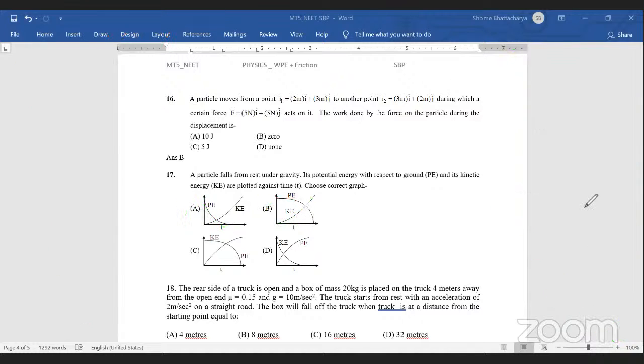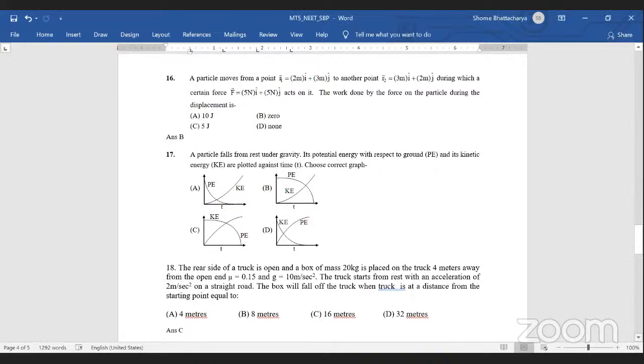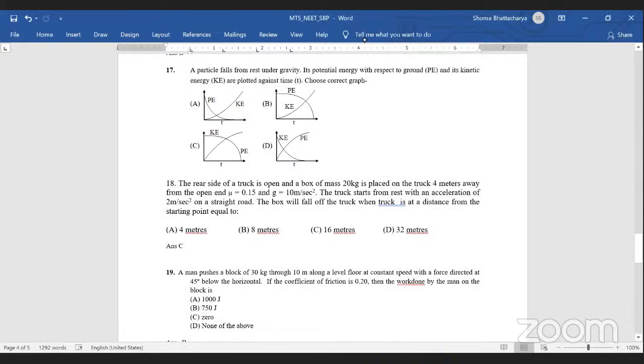Okay, let's move on to the next question. So the back side of a truck is open and a box of this much mass is placed on the truck 4 meters away from the rear end. Coefficient of friction is given, g is given. The truck starts from rest with an acceleration of 2 meters per second square. So it's like this.